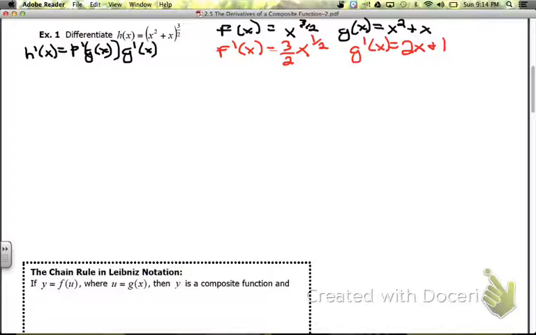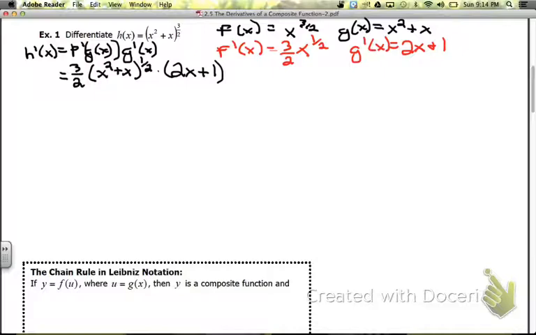So we can then sub in here. So we have 3/2 times our x squared plus x, since that's our g of x, all to the power of 1/2, times our g prime of x, which is 2x plus 1. And we don't have to go ahead and expand this at all.